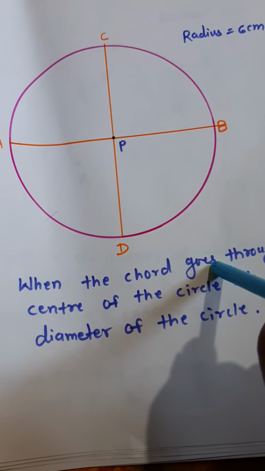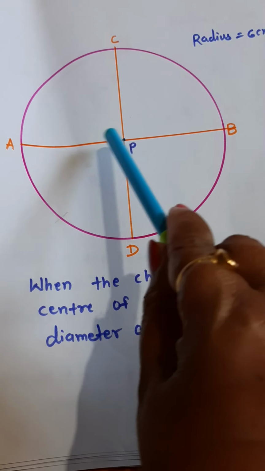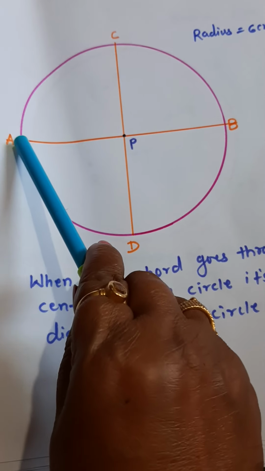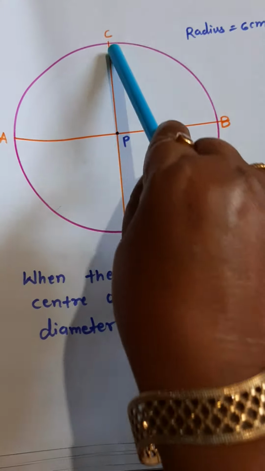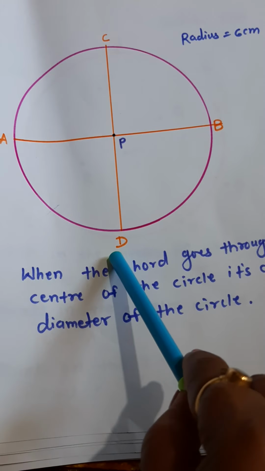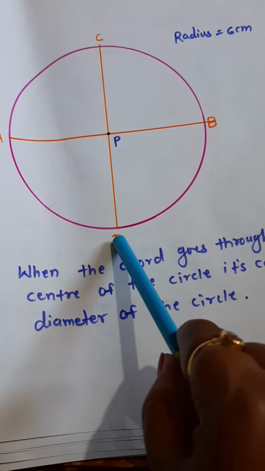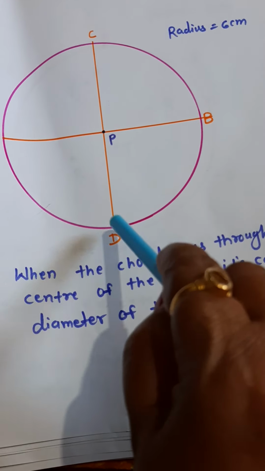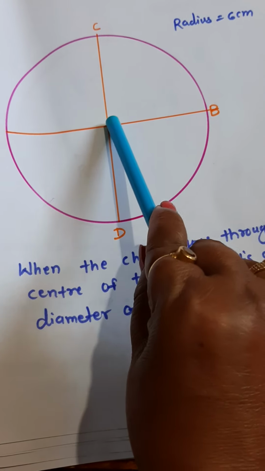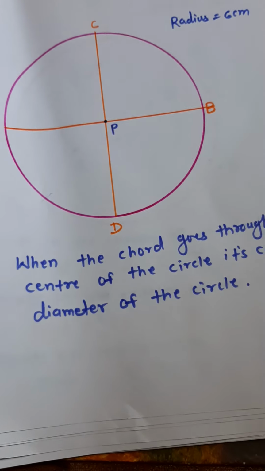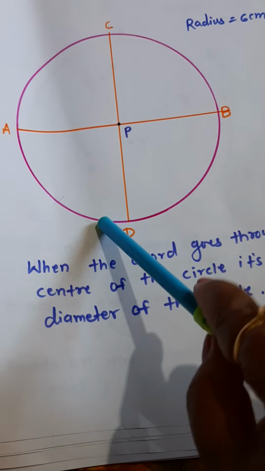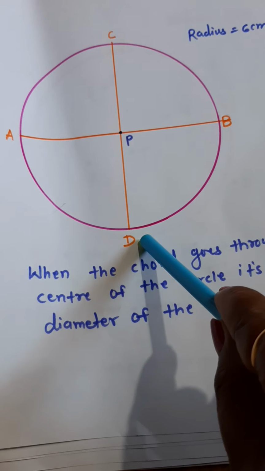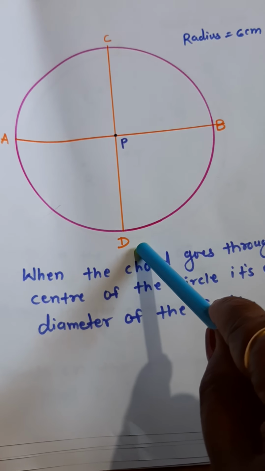What is meant by diameter? A chord which goes through the center of the circle. So this figure shows diameter AB, diameter CD. See, what is meant by chord? When we join any 2 points on the circle, that is called chord. But when the chord goes through the center, it becomes diameter. It means diameter is the biggest chord, or longest chord, we can say.